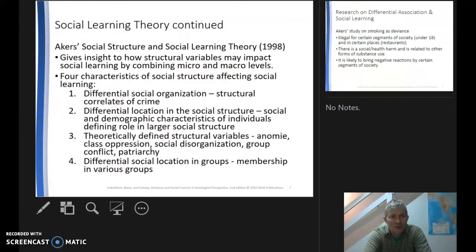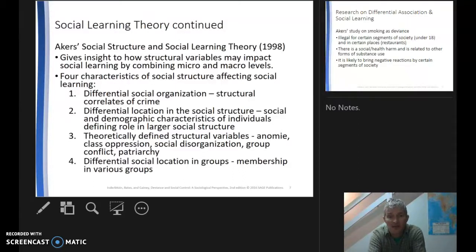And for Akers, there were four characteristics of social structure that ultimately affect social learning. Differential social organization, where structural correlates with crime. We have differential location in the social structure, so social and demographic characteristics of individuals defining their roles in larger social structures are important. We have theoretically defined structural variables like anomie, class oppression, social disorganization, and group conflict and patriarchy.